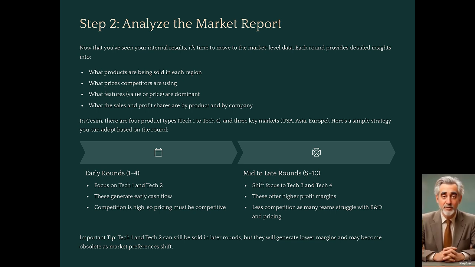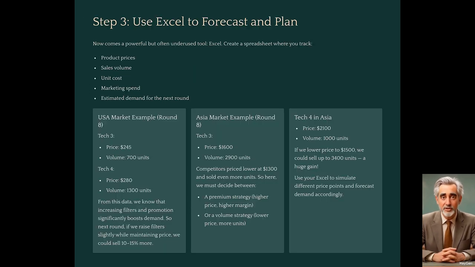Step 3. Use Excel to forecast and plan. Now comes a powerful but often underused tool, Excel. Create a spreadsheet where you track product prices, sales volume, unit cost, marketing spend, estimated demand for the next round. Let's walk through an example from round 8. In the USA market, for Tech 3, we sold, price, $245, volume, 700 units. For Tech 4, price, $280, volume, 1,300 units. From this data, we know that increasing filters and promotions significantly boosts demand. So next round, if we raise filters slightly while maintaining price, we could sell 10 to 15% more.